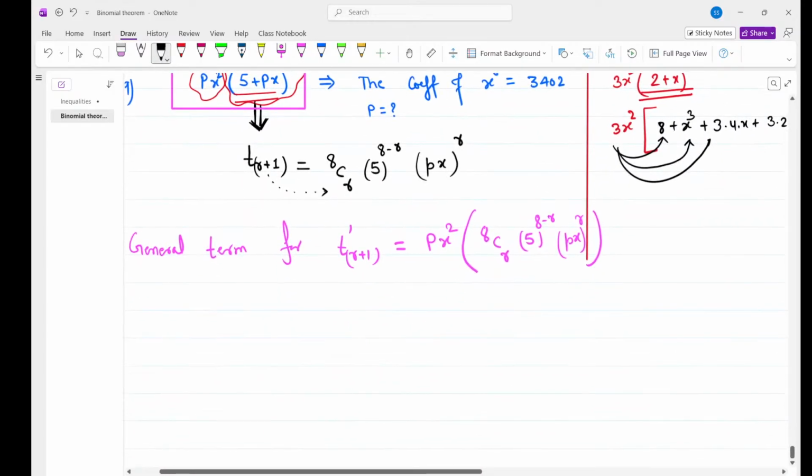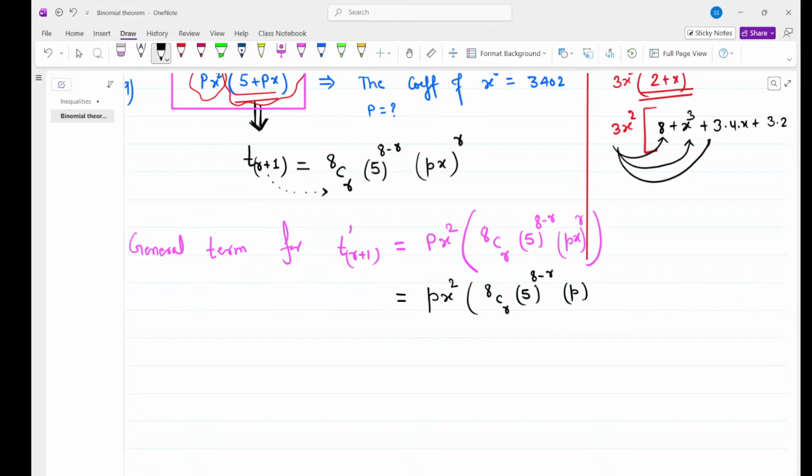Right? Correct? So what we should get is px square times 8CR times 5 raised to power 8 minus r, and this is p raised to power r times x raised to power r. Are you getting this? What I've done? I have separated this px. Then now for simplification.